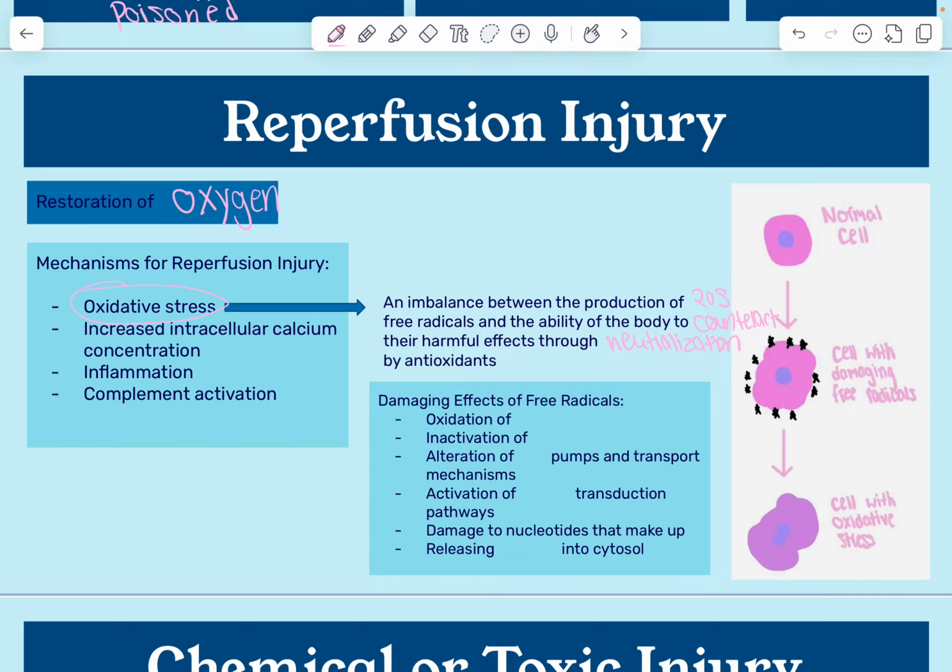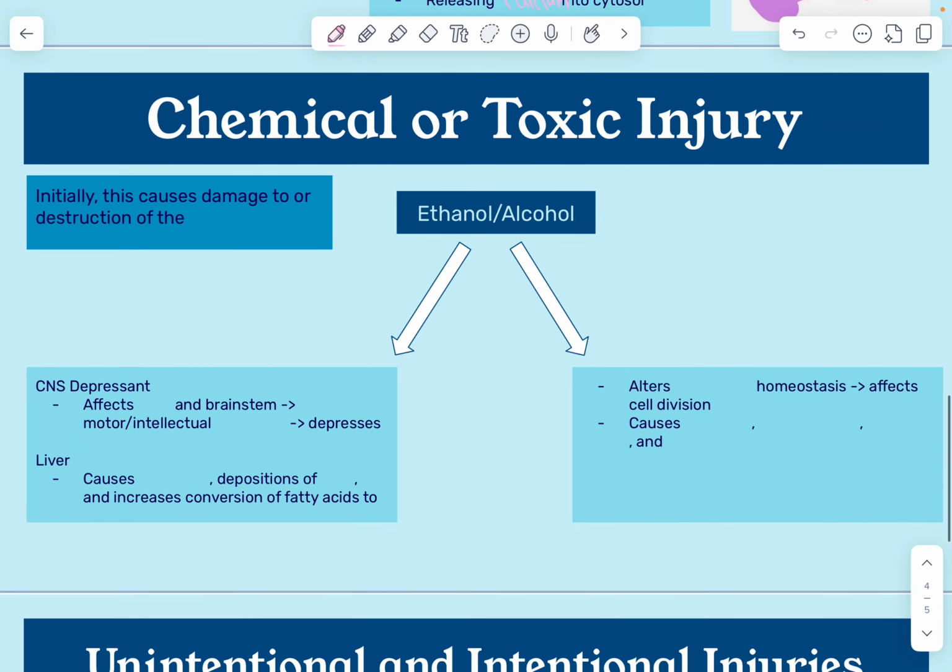So the damaging effects of these free radicals, there's going to be an oxidation of cell components, inactivation of enzymes, alterations of ion pumps and transport mechanisms, activation of signal transduction pathways, damage to nucleotides that make up DNA, and there's going to be calcium released into the cytosol. So the next type of injury is chemical or toxic injury, and initially this is caused by the damage to or destruction of the plasma membrane.